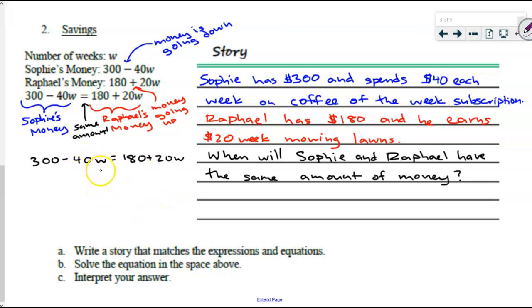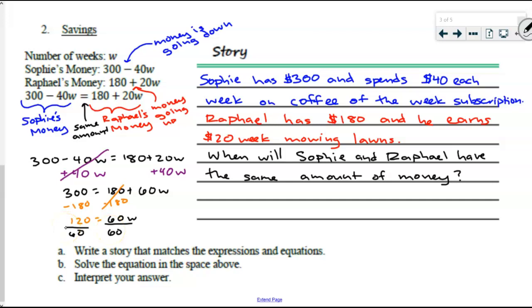Okay, so we're going to solve by moving the W's to just one side. Right here I have minus 40W. I'm going to move that to the other side by adding 40W and balance it by doing the same thing to the other side of the equation. So that part zeroes out. Leaves me with 300, which is equal to 180 plus 20W plus 40 more W is 60W. I can then subtract 180 from each side. And that gives me 120, which is equal to 60W. We can divide each side by 60. And we get 2 is equal to W.